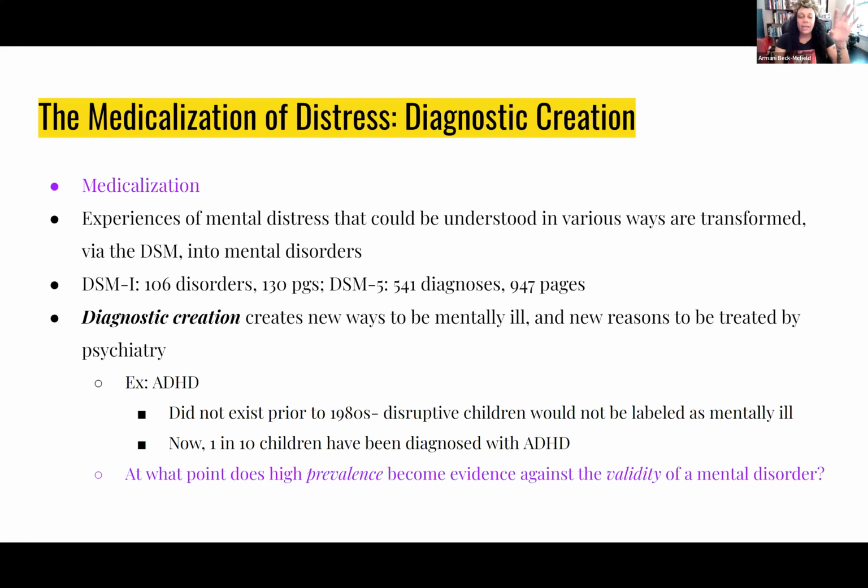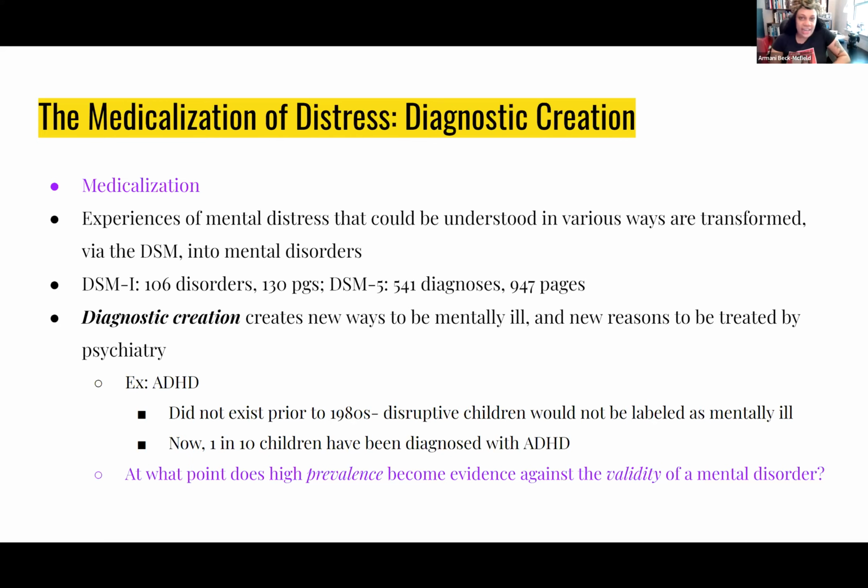We're increasing this. And not only that, but we have what's called diagnostic creation. Diagnostic creation can simply be understood as creating new diagnoses, new ways to be mentally ill, new reasons to be treated by psychiatry. If we think about it, ADHD did not exist prior to the 1980s. So ADHD is only about 40 years old in terms of diagnoses. Disruptive children would not have been labeled as mentally ill prior to the 1980s. Now we have 1 in 10 children being diagnosed with ADHD. That's about 6 to 7 million children. So again, 40 years ago, 0 people had ADHD. Now, just in children, 7 million children have ADHD. That's medicalization. That's diagnostic creation. We're creating new diagnoses, new ways to be mentally ill.